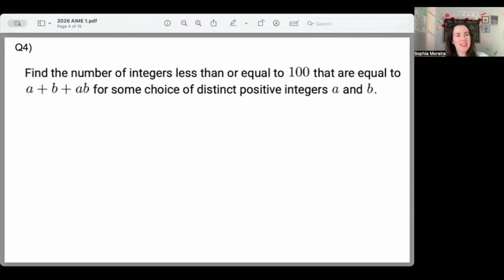On to question number 4. The first thing I'm noticing with this is we have a Diophantine expression, so I'm immediately jumping to Simon's favorite factoring trick. Looking at this, I'm seeing an a plus 1 times b plus 1, but there's no constant term, so we're going to have to subtract 1 from the ending. However, even if you are not familiar with Simon's favorite factoring trick, that's okay.